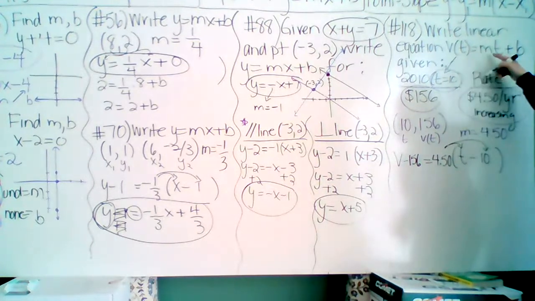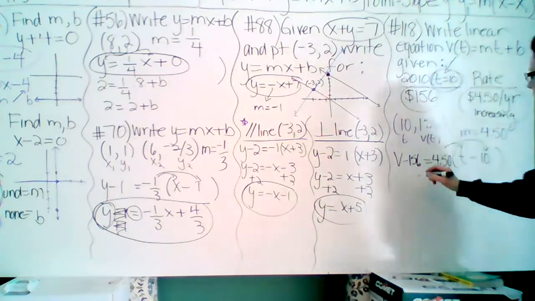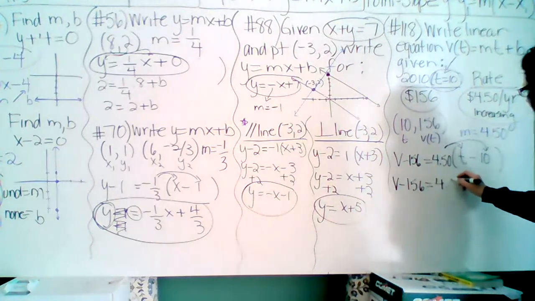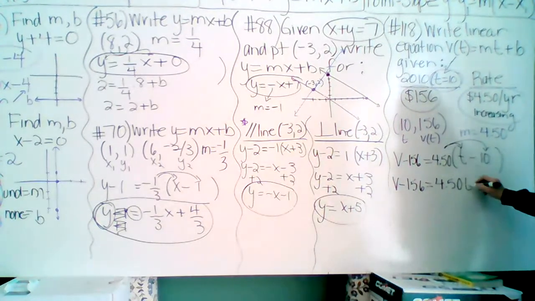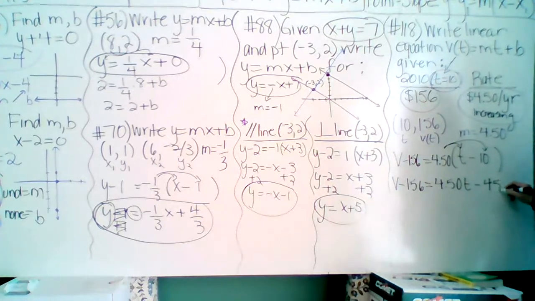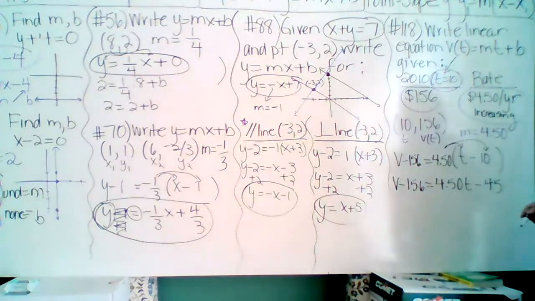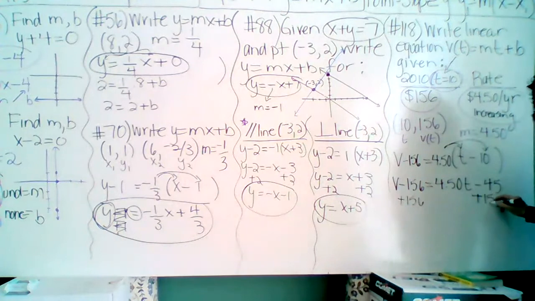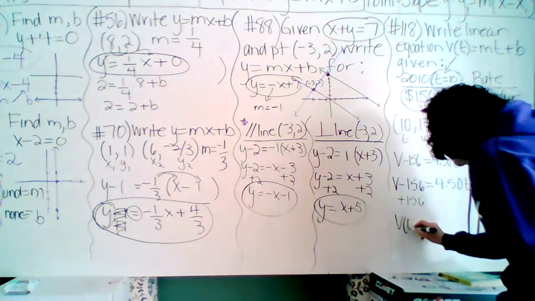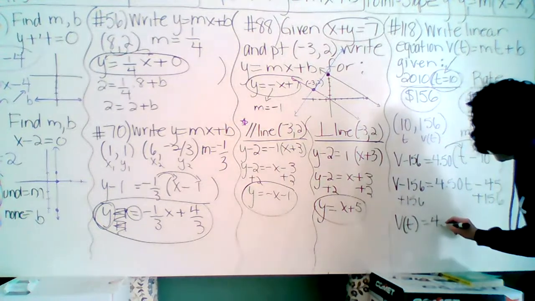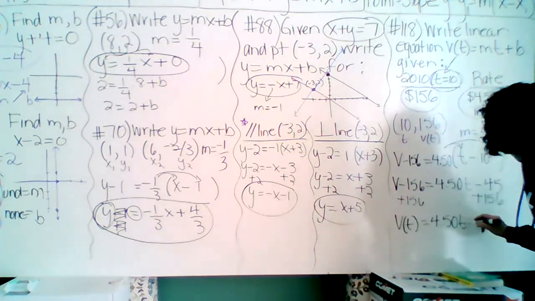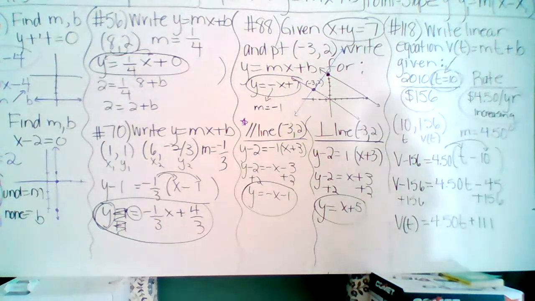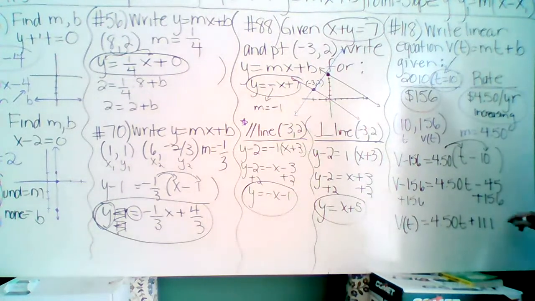I know how to write it in this form. I need to get rid of the parentheses and get the v of t alone. I'm going to distribute the 4.50. Obviously, 4.5 times 10 is 45, and I will add 156. And I get v of t. I was forgetting to put my t. I was being lazy. There we go. Equals 4.50 t. And let's see, that's going to be plus 111. Am I right when I subtract those two? I am. There we go.